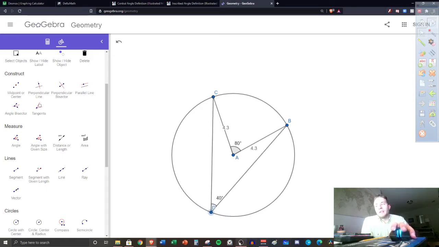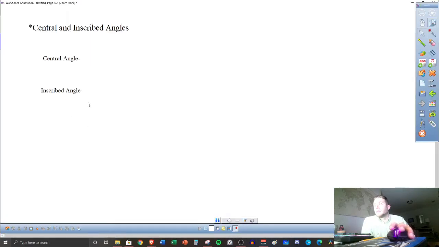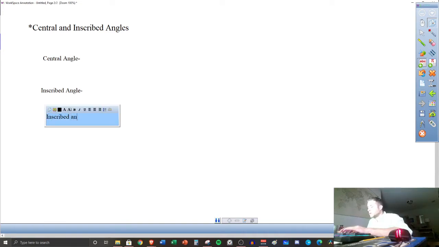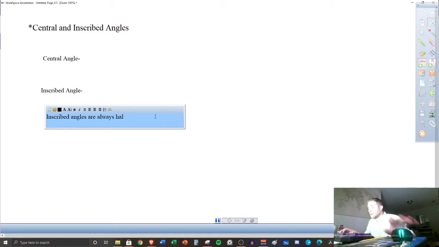So we're going to write down a rule for this. Let's put this down in our notes. Inscribed angles are always half the degree measure of a central angle that intersects the same arc. So that's going to be one of our big theorems, really, that we've discovered.